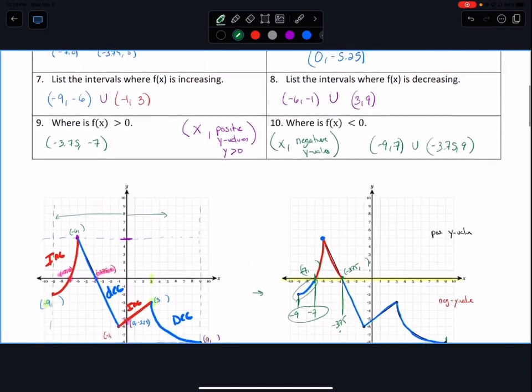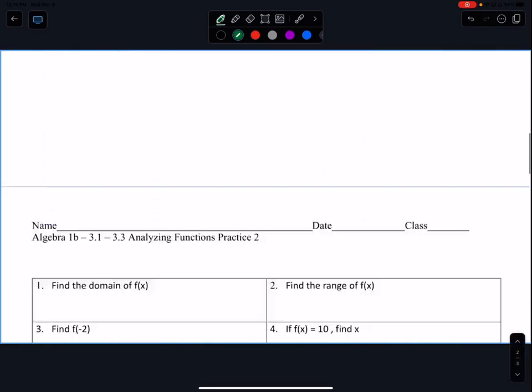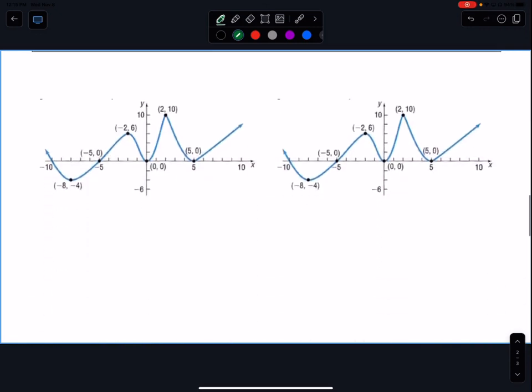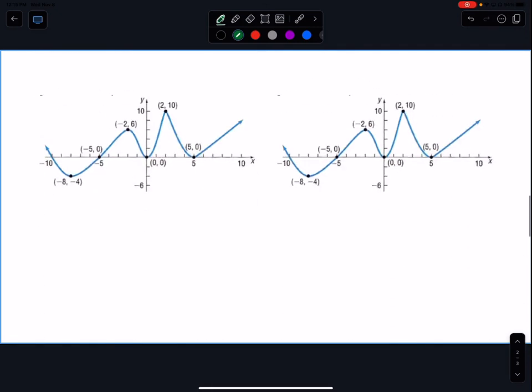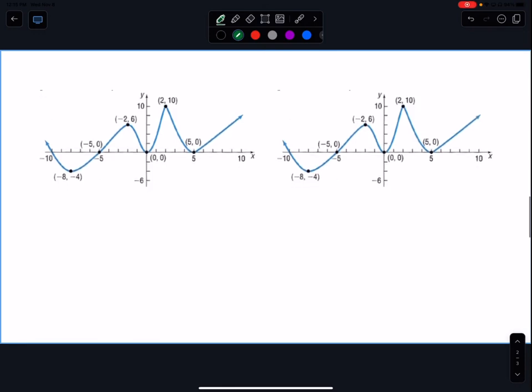Any questions? Okay, let's do one more. So here's your next one. Here's 2 graphs to it. I'm going to give you guys a minute to try to figure it out on your own. Cool?